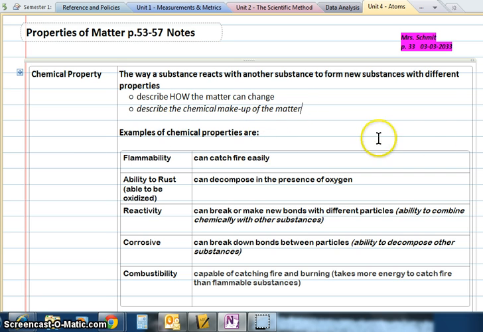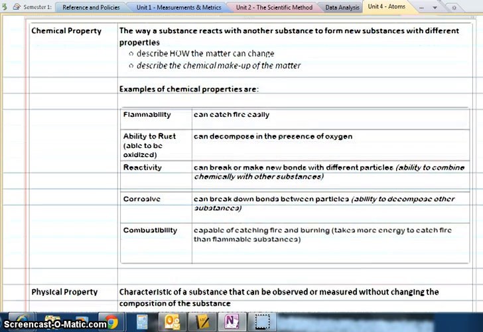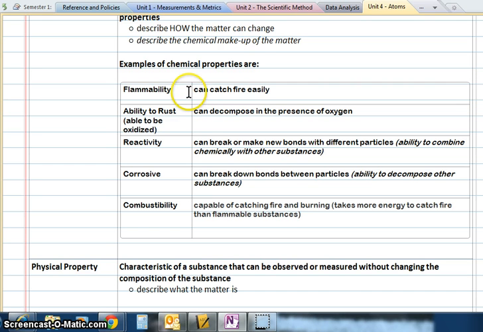So chemical properties, I gave a list. This is way more than's in the book. So we've got flammability, the ability to rust, reactivity, corrosive, combustibility. There's a lot more chemical properties that will make sense once we study more chemistry, but here are the basic, easy chemical properties to know about. And we did this the other day in class with the example: the paper was flammable, but water was not. And then we had a liquid that was flammable and water was not.